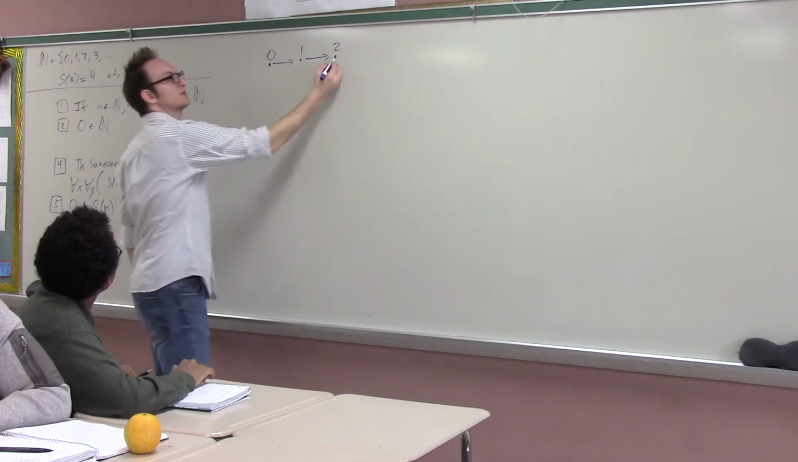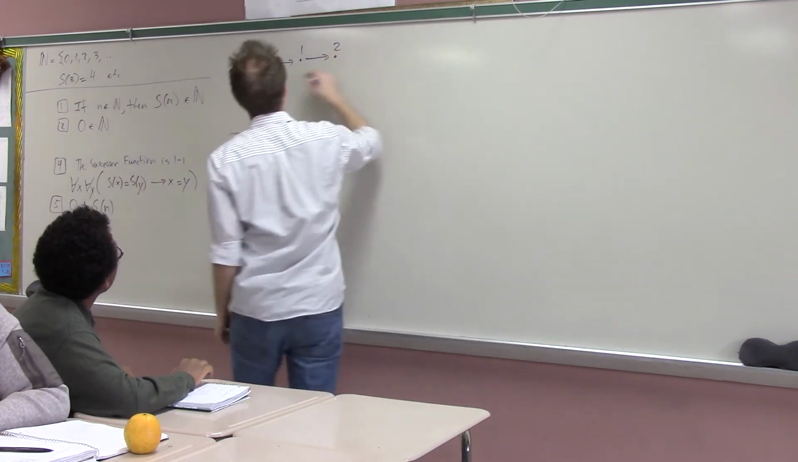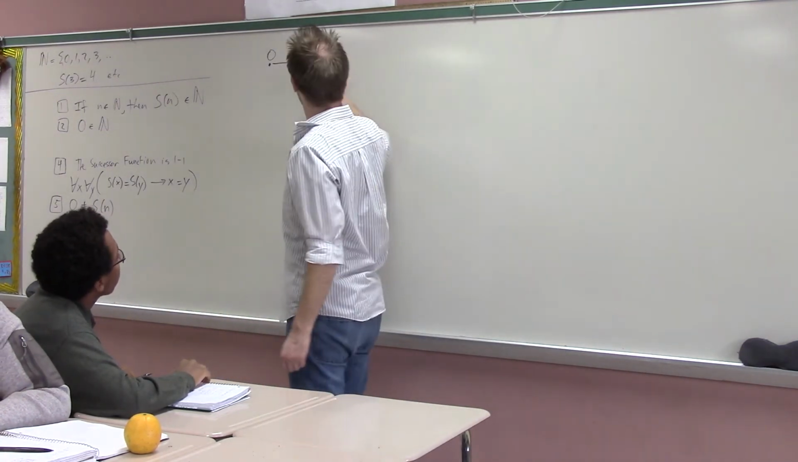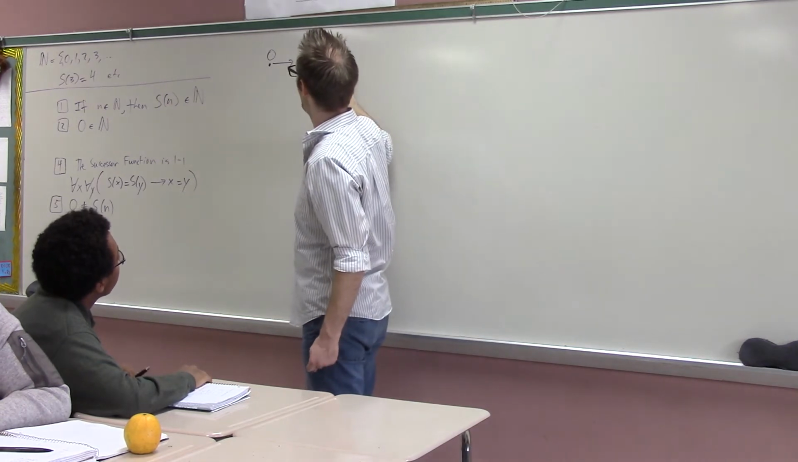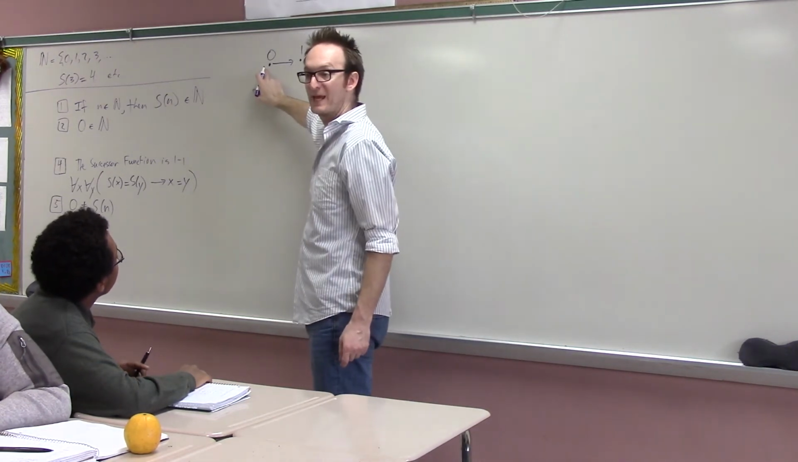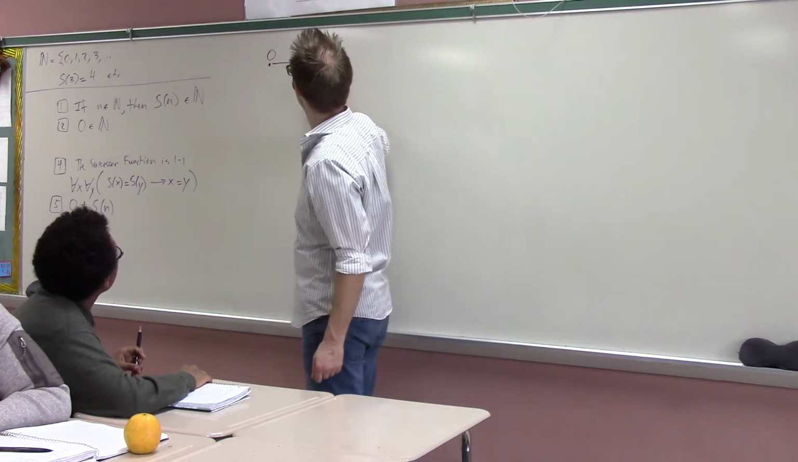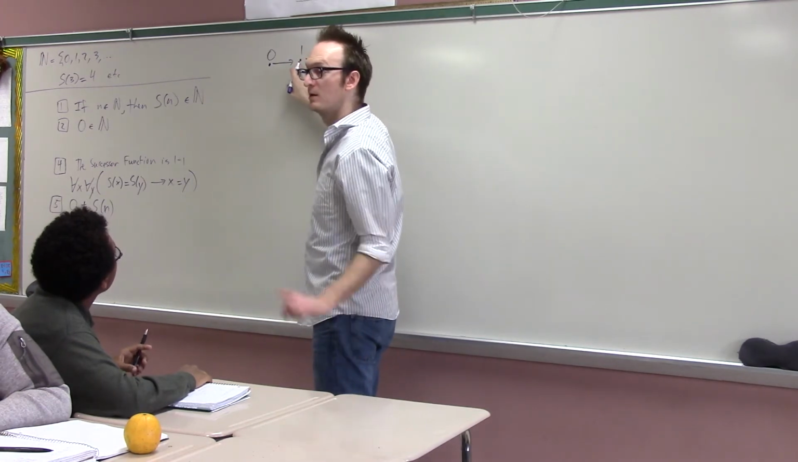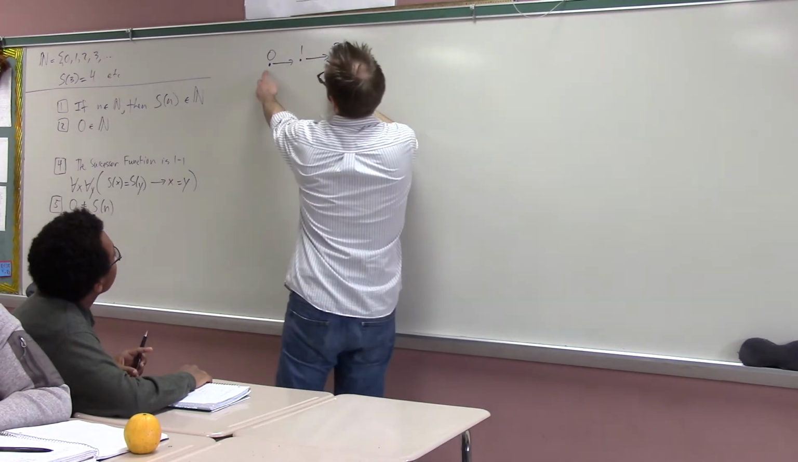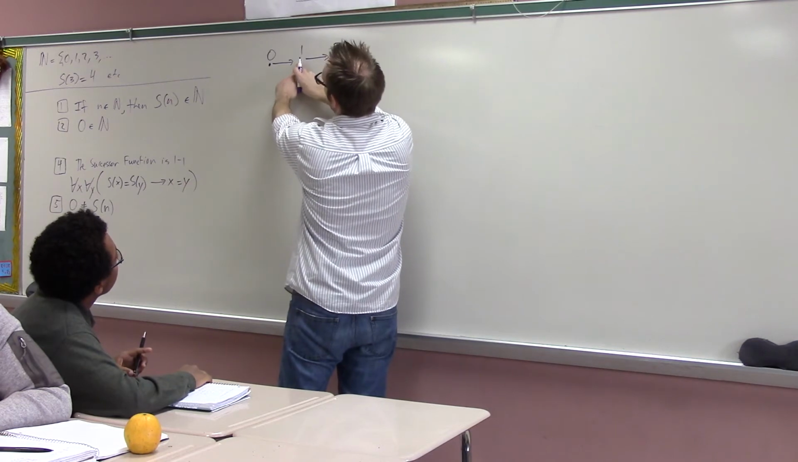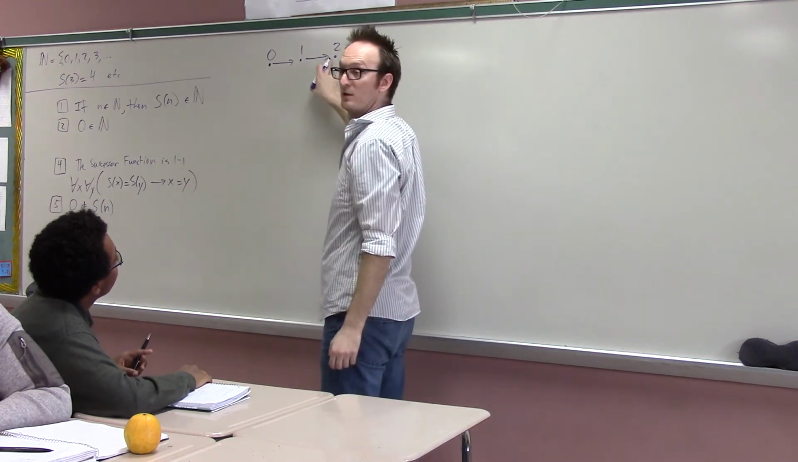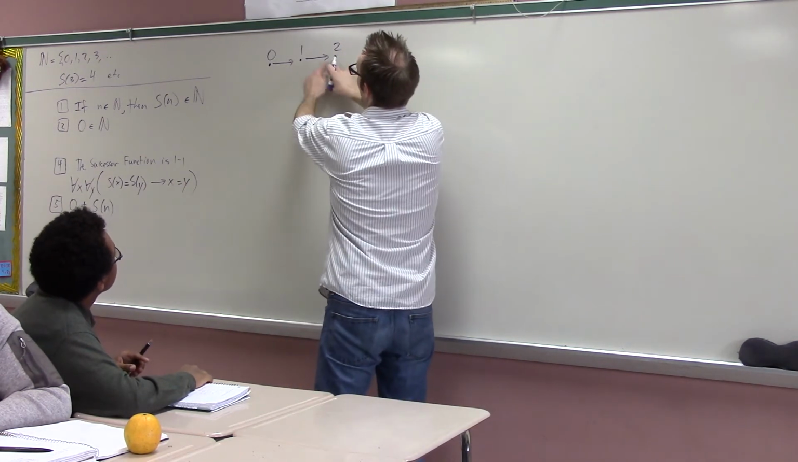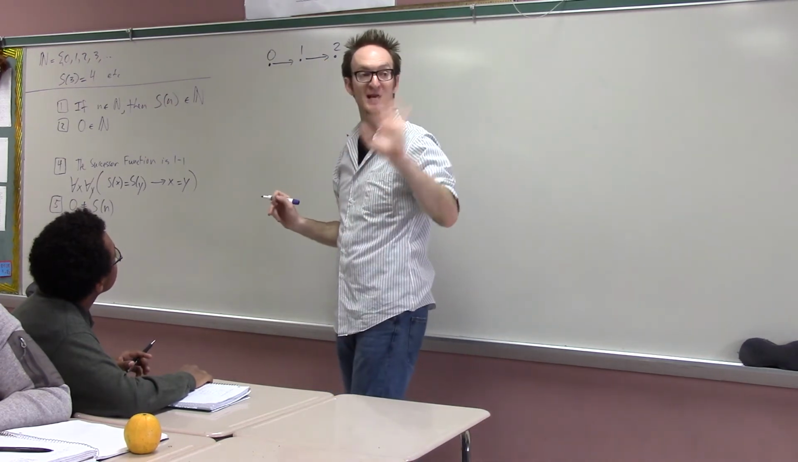Okay, what's the successor of 2? Could it be 0? No, because 0 can't be the successor of anything. Could the successor of 2 be 1? No, then 2 would have to equal 0, because you can't have 2 and 0 both pointing to 1. Could it be 2? No, because then you'd have 1 and 2 both pointing to the same number, so that's not allowed either.